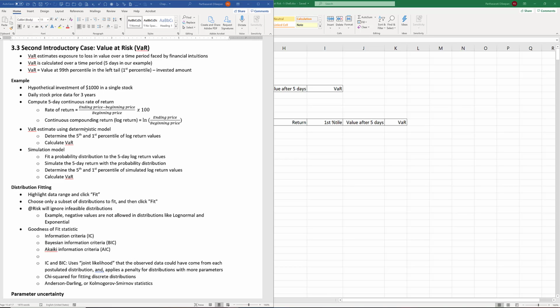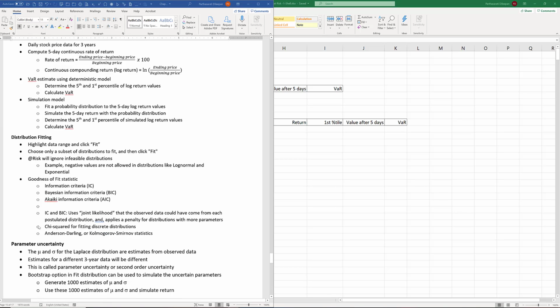And then first we will set up a deterministic model, and then we will simulate. So we're going to look at the 5th percentile and the 1st percentile of the log returns, and with that we will calculate the value at risk. The 1st percentile is what we are interested in, and we're going to throw in the 5th percentile as well. So instead of deterministic, we'll fit a model for the 5-day return probability distribution, like what we did previously, and then simulate our 5-day return and compute the 5th percentile, the 1st percentile, or 99% risk. All right, so that's what we're going to do.